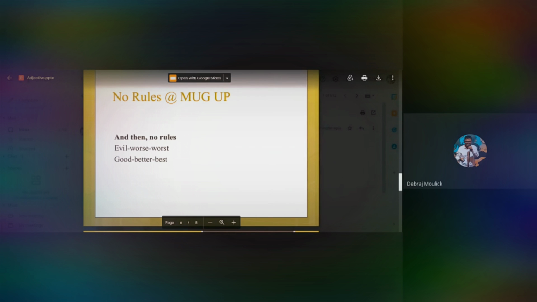Good becomes better, better becomes best. Evil becomes worse, then worst. We have other examples. For example, ill is also worse, worst. Far is farther, sometimes further, furthest. See, there's no rule followed over here. Then there is many, more, most; much, more, most. So I remember this example: for much, we have more, most; for many, more, most. These are the examples. You can find them on the internet. So that's the first rule, no rule, mug up.